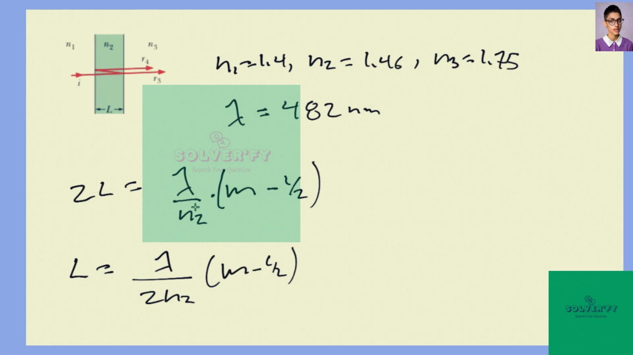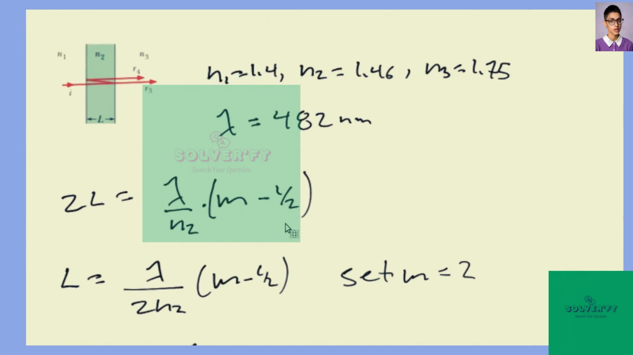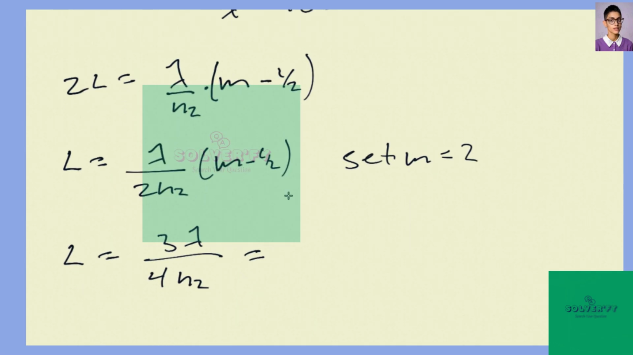And we want the second smallest thickness. Well, the smallest is if we set m to 1, that's the smallest this can be. So the next one is we set m to 2. So set m equals 2. So we're going to get L equals, well, 2 minus 1/2 is 3/2. So that's going to be 3 lambda over 2, but there's another 2 in the denominator here, so it's over 4 N2. And all we have to do now is plug in the numbers that are given up here, and we find that the thickness is going to be 248 nanometers.